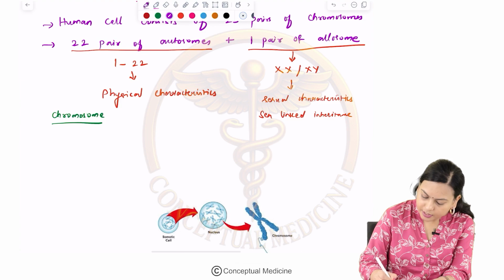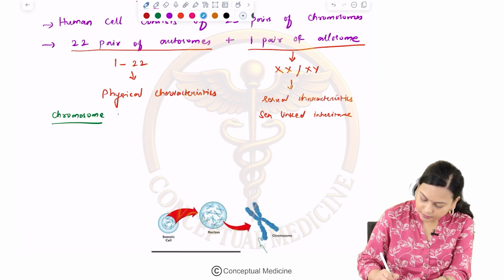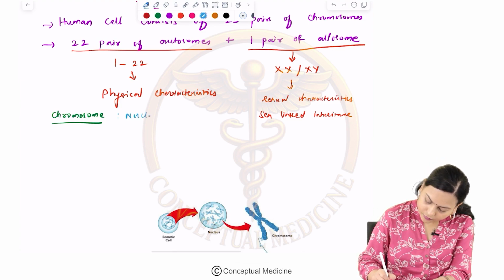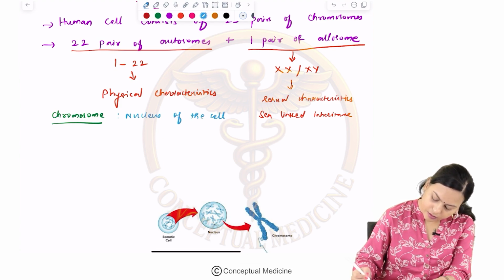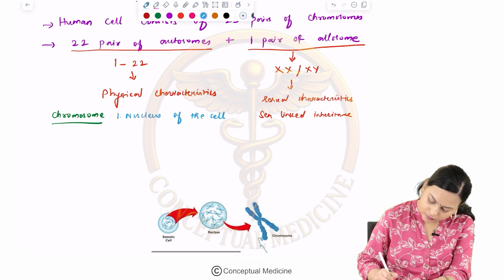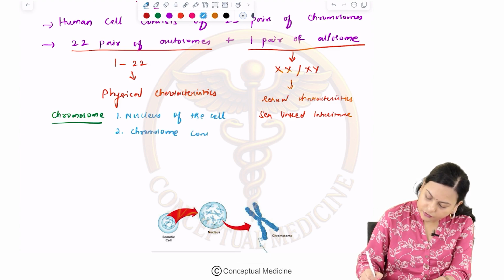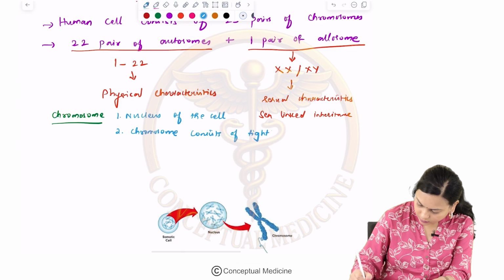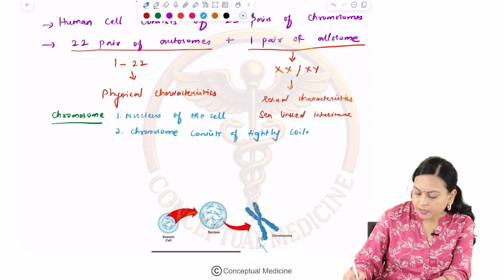Now if we take a chromosome, it is basically present in the nucleus of the cell, and a chromosome consists of tightly coiled DNA.